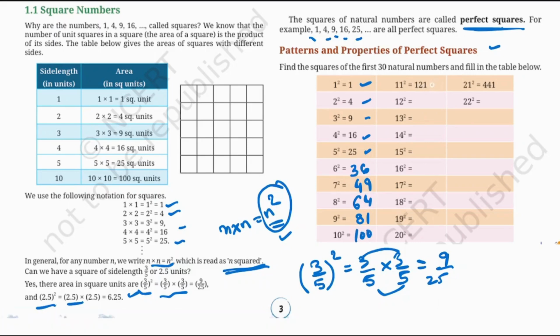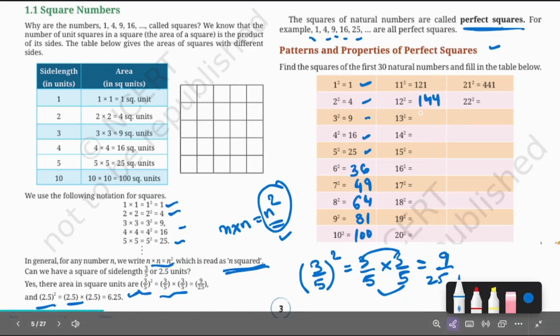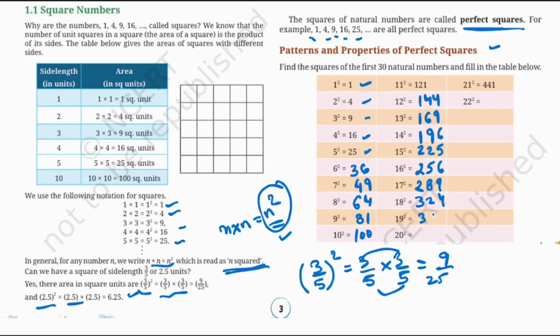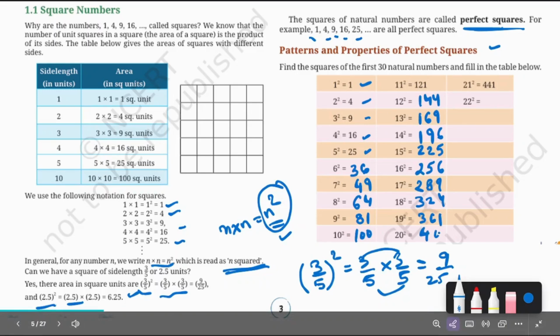11 square, it's 121. 12 square, it's 144. 13 square, 169. 14 square, 196. 15 square, 225. 16 square, 256. 17 square, it's 289. 18 square, 324. 19 square, 361. 20 square, it's 400.